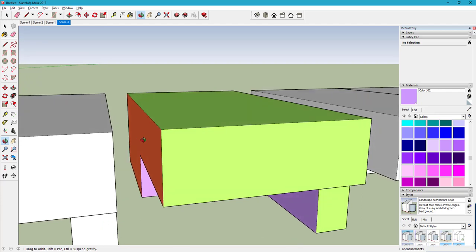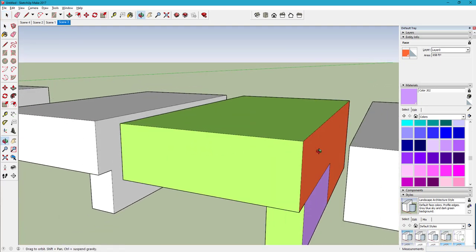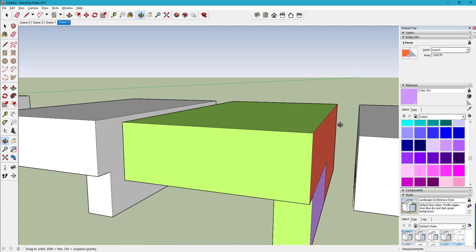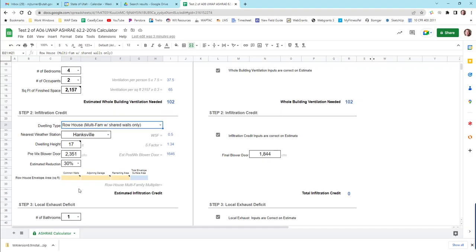So we need to know what the surface area is of this wall plus this wall over here. And I'm using SketchUp, and when I select those walls, it will actually add up and tell me what the total surface area is there. I've selected both of these walls, and it's telling me that the surface area in square feet of all the common walls is 1316. So we're going to go back to the calculator, and we're going to put in 1316 square feet.